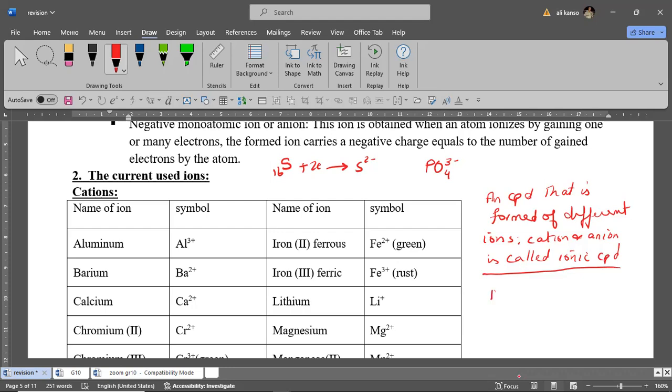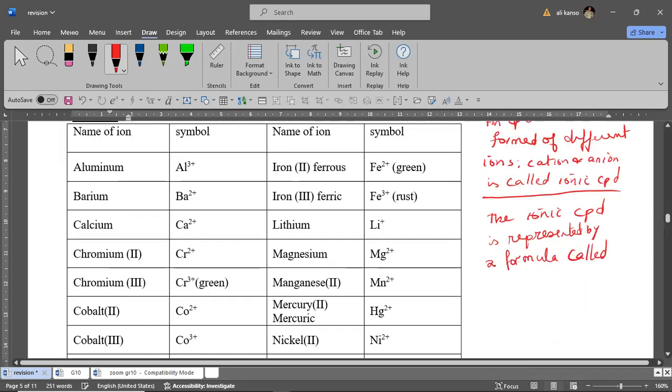First, the ionic compound, the compound that is formed of oppositely charged ions, is represented by a formula called the formula unit. It's not a molecular formula unit.